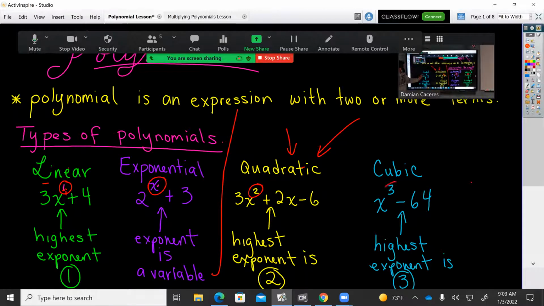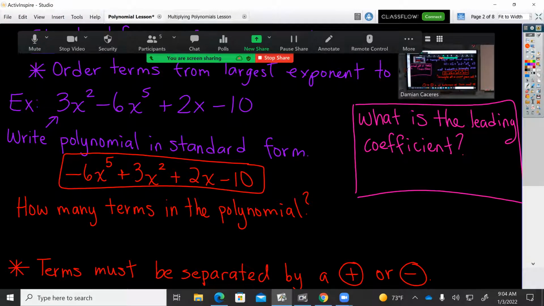Now, cubic is when there's a 3 exponent, but for the purposes of this class, we will not be working with cubic. So we're going to stop at quadratic, which means after we get through quadratic, we're going to do statistics, and the rest of the year is review for the EOC. Any questions so far?